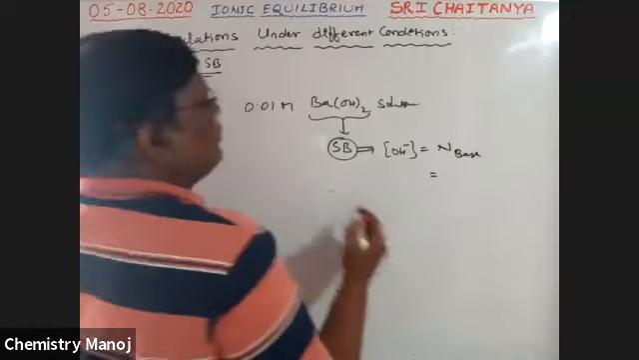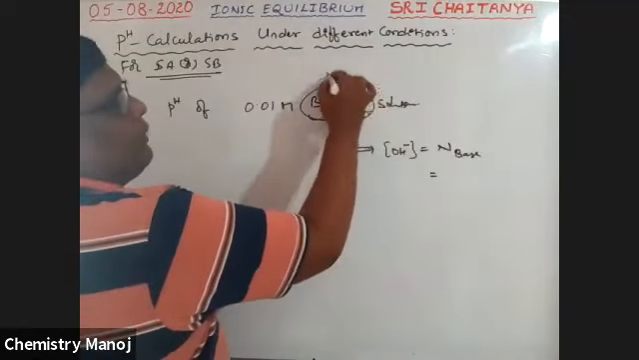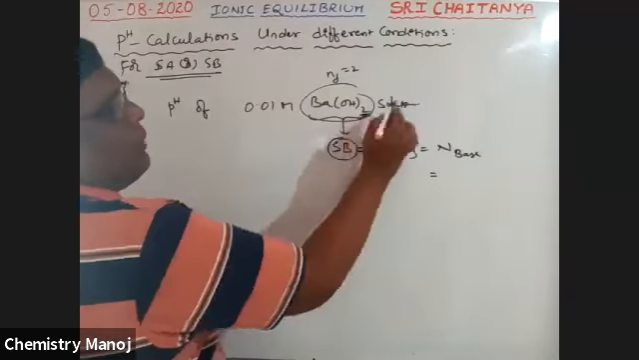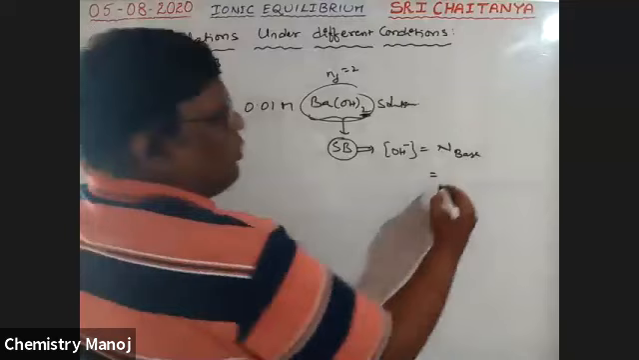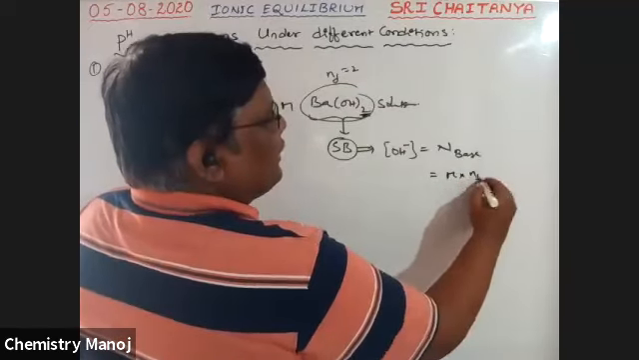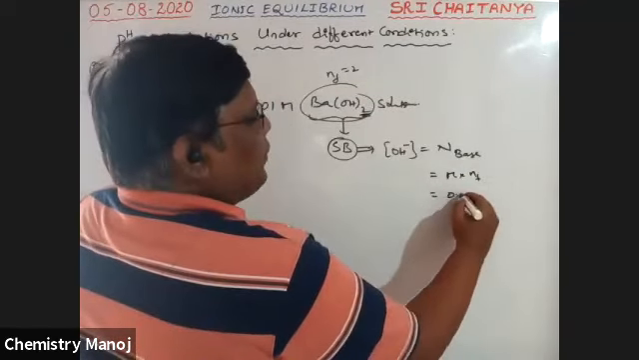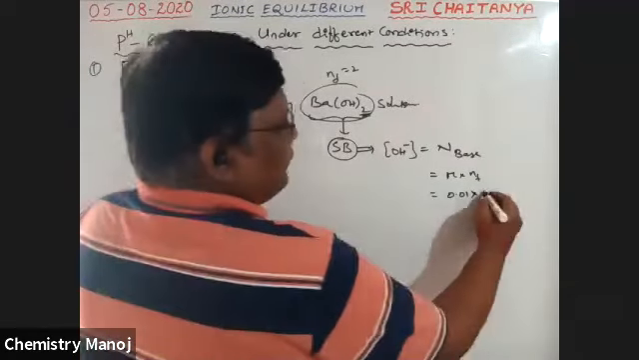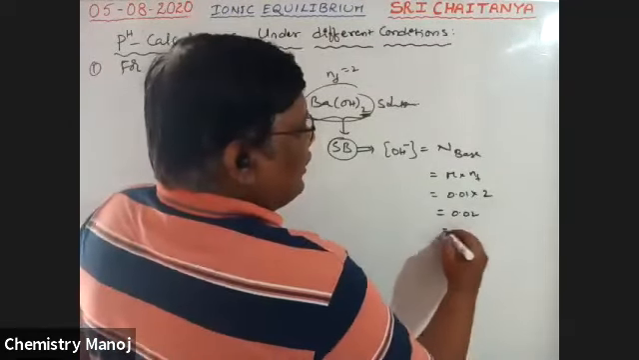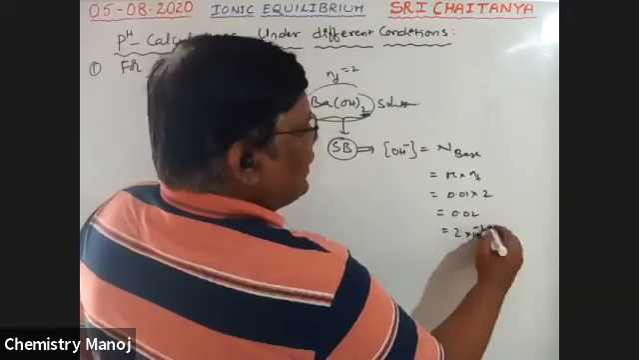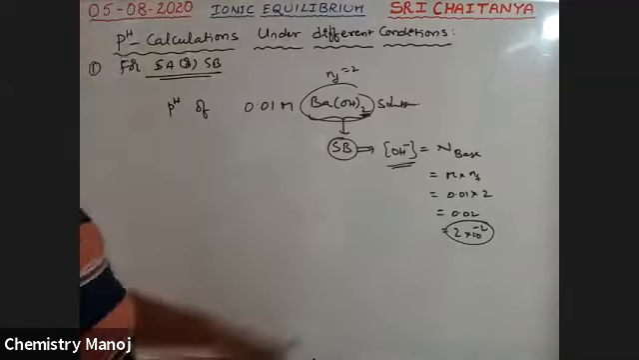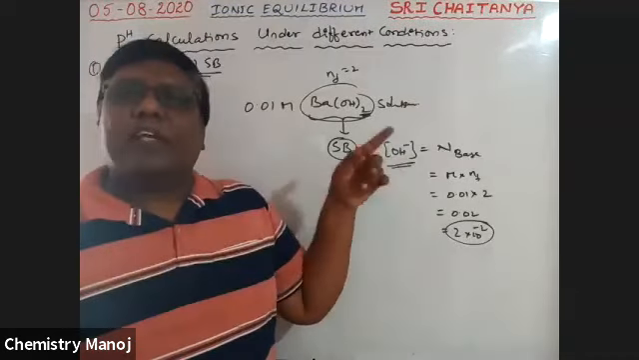Here the n factor is 2, diacidic. Therefore, molarity into n factor, that is 0.01 into 2, which is equal to 0.02, that is 2 into 10 power minus 2. It is the OH minus ion concentration. So this is the OH minus concentration, and we will directly calculate pOH.